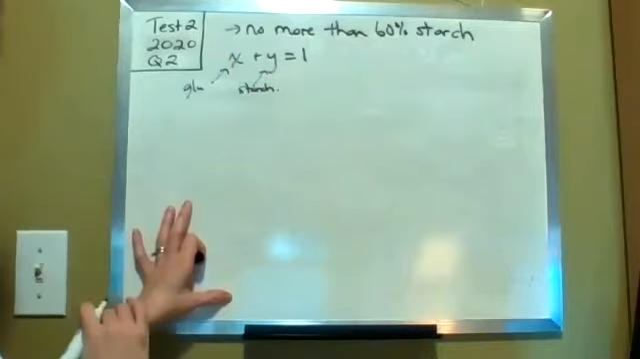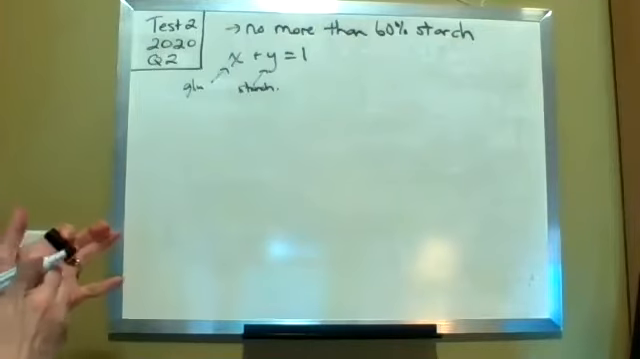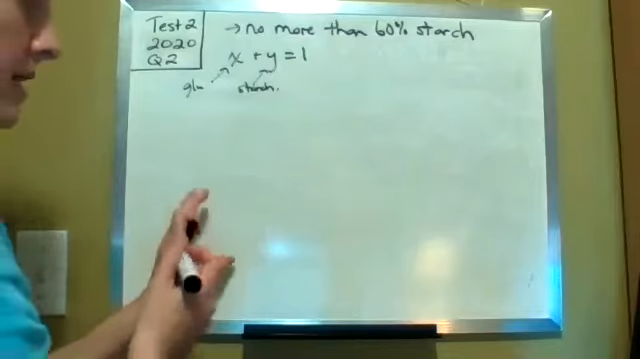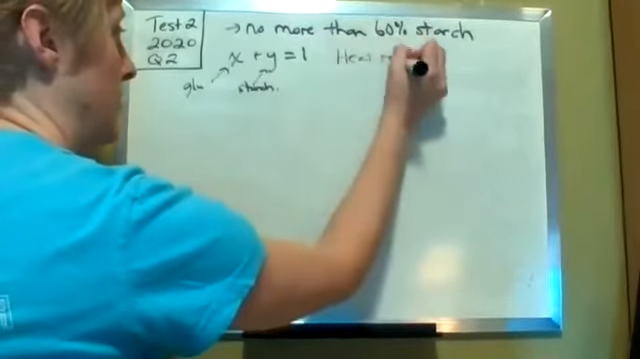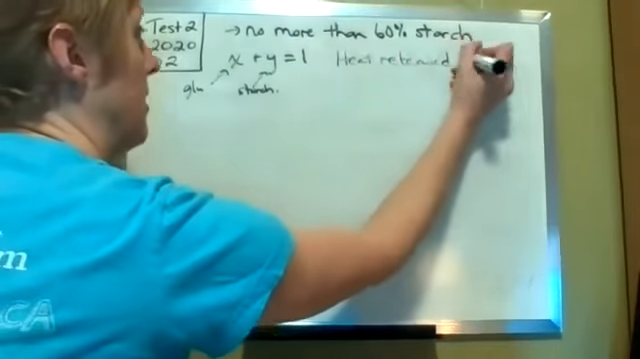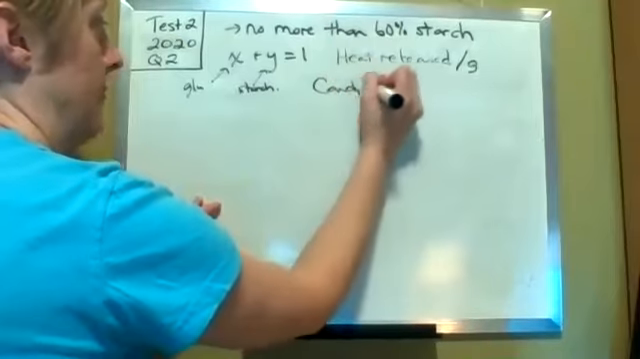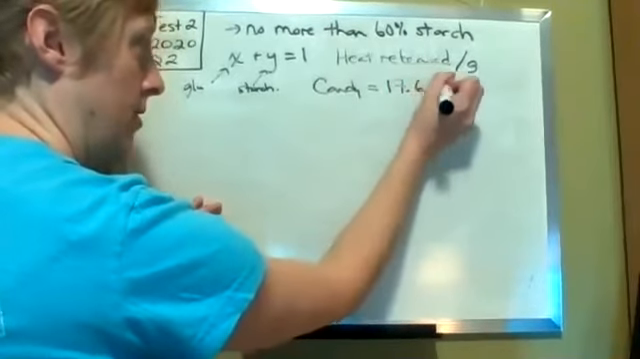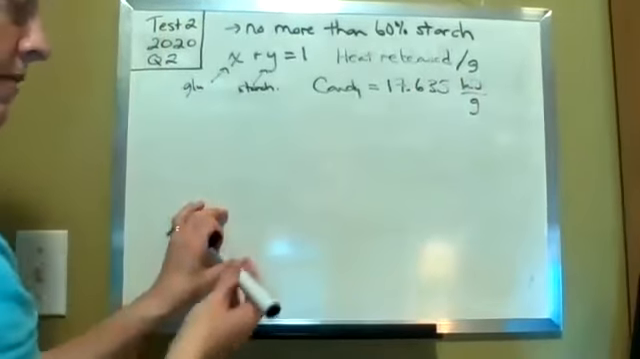You need a second equation here, because you have to find x or y in this case. You do have a few values, though, that you can work with. So you know the heat released per gram of candy, right? I'll write that out. So heat released per gram. For candy, the value we calculated was 17.635 kilojoules per gram.